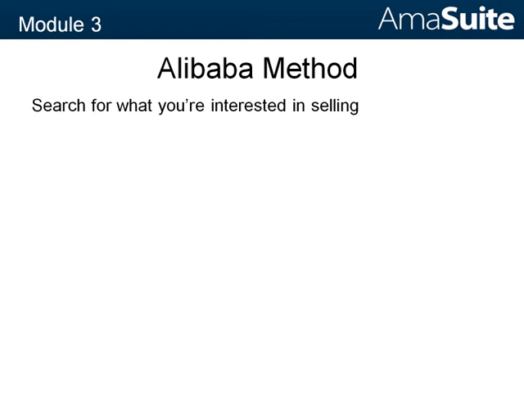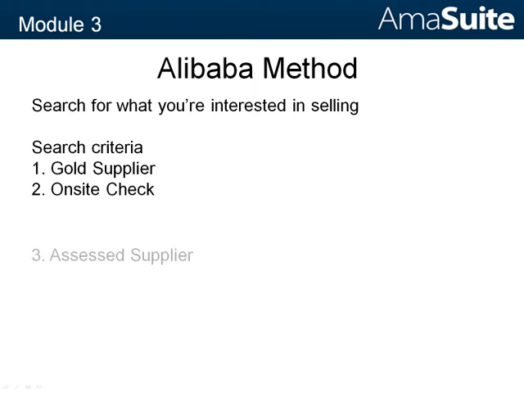Alibaba is the method that I specifically used. And again, you're going to want to search for what you're interested in selling. On the Alibaba website, there are a few different things you can do, and there's search criteria that you can check. So you want to check gold supplier, you want to check on-site check, and you can also do assessed supplier. In my case, I found a gold supplier that also had an on-site check, but it wasn't an assessed supplier. So you don't necessarily have to have that, but these criteria just help to further indicate how serious they are or how much more of a legit operation they are. You can also look at the revenue that the business is doing as well, and that's another indicator that you can look at.